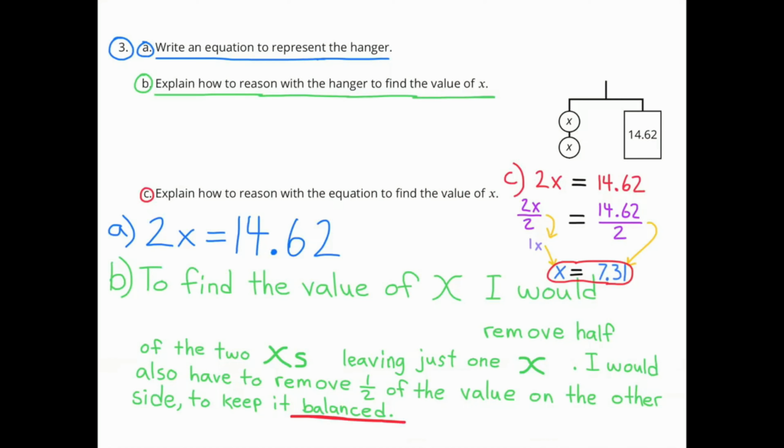C. Explain how to reason with the equation to find the value of x. On the right-hand side underneath the hanger, I wrote in red, 2x equals 14 62/100. I would divide the 2x by 2 to make just 1x because I want to find the value of just 1x. And since I divided the 2x side by 2, I'd need to divide the other side by 2. So 14 62/100 divided by 2 is 7 31/100. So the value for 1x on that hanger would be 7 31/100.